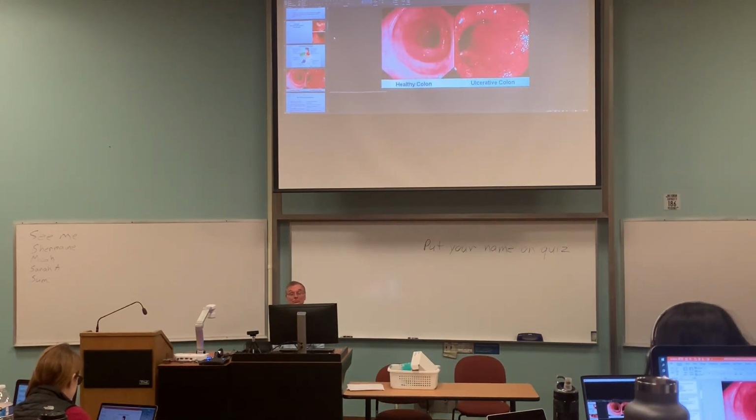And here's another photo with a healthy colon in here, and then an ulcerative colon. You can see it is extremely red, inflamed. This is not a happy colon.